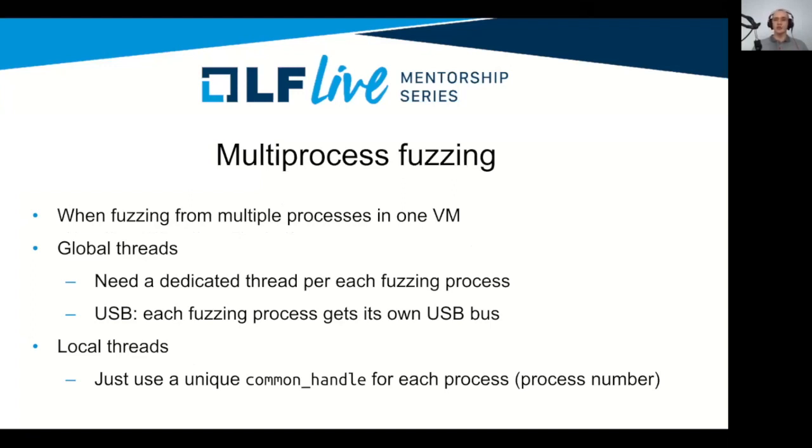So for using KCOV with global threads, you actually need a separate global thread for each fuzzing process. The only actual user right now in the kernel of this feature is USB. With USB, we create a dedicated USB bus for each fuzzing process. Each USB bus has its own background thread, and each of those background threads has its own ID. So the fuzzing process can connect to that background thread and only collect coverage from it.